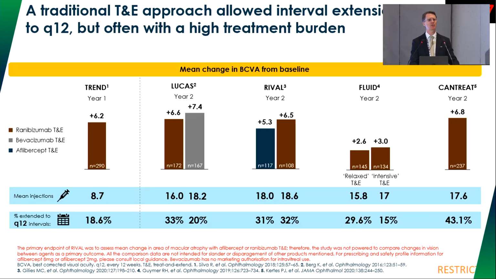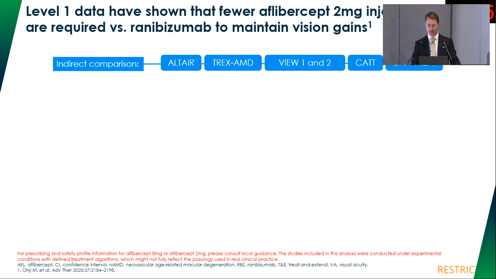Let's talk a little bit about the traditional treat and extend approach, which allows an interval extension up to every 12 weeks or so. We can see these really good studies here, the principal studies looking at ranibizumab, bevacizumab, and aflibercept, and they all have good visual acuity outcomes through year 1 and year 2 with a positive gain. But we can see from the middle line that it's quite burdensome in terms of the amount of treatments, and in fact only about 20 to 30, perhaps even up to 40%, get out to 12-weekly dosing here.